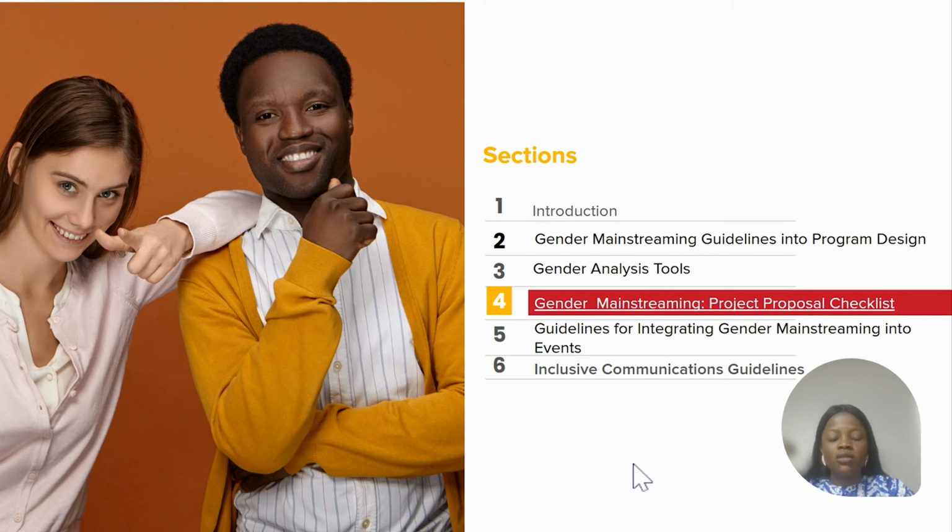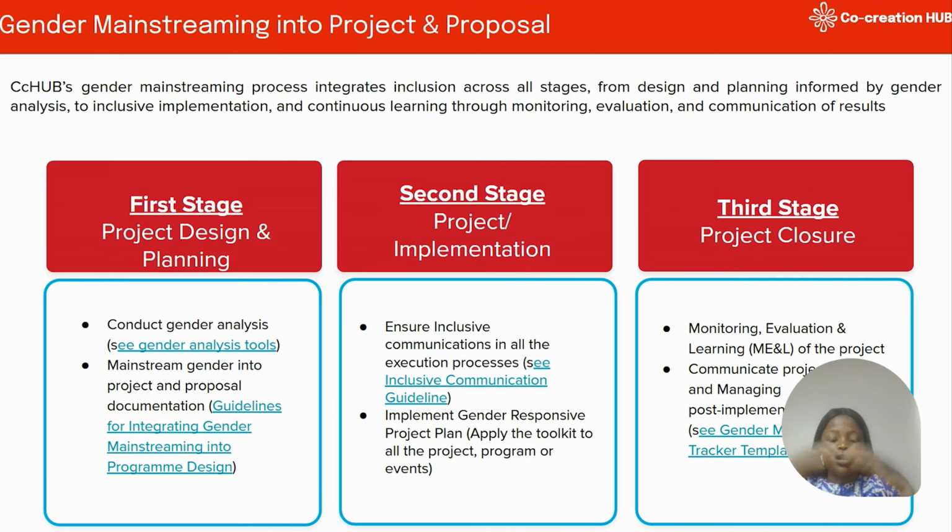Gender mainstreaming to project proposal checklist. For projects, there are also 3 stages that we have considered in this toolkit. During the project design and planning phase, make use of gender analysis tools, just as I've explained in the previous slides. All right. Integrate gender mainstreaming into program design.